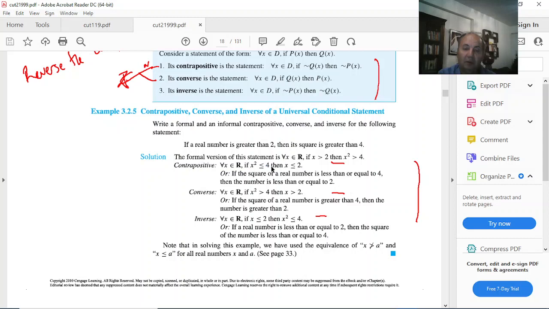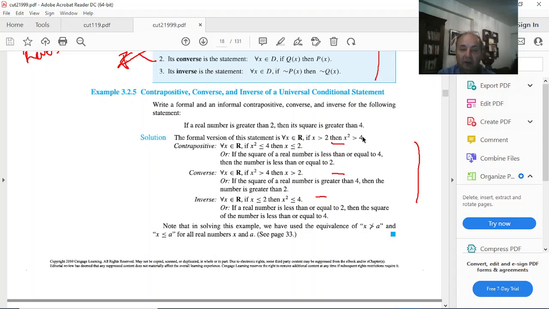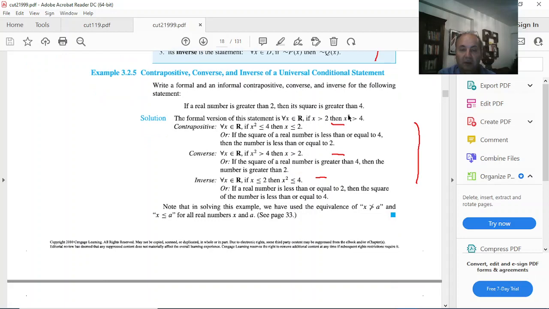If the square of a real number is less than or equal to 4, that number is less than or equal to 2. Converse means we are keeping P and Q, but just reversing the condition, and that's it. Very simple. And the inverse is just the negation of this one, that's it.